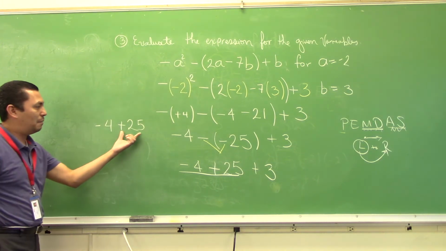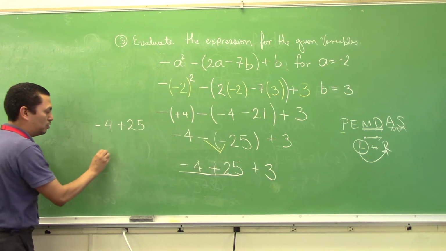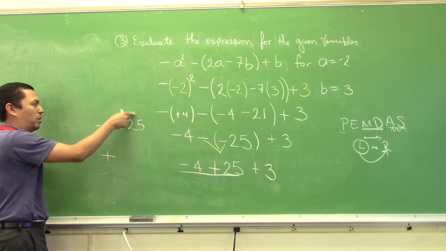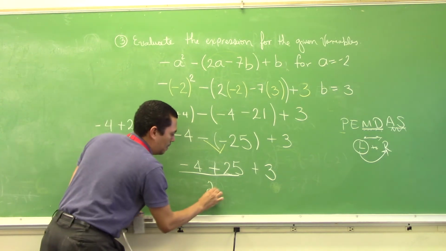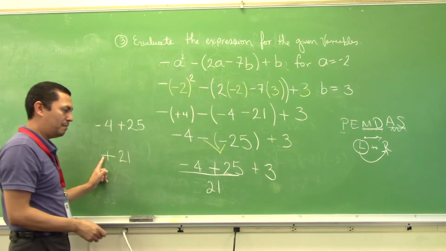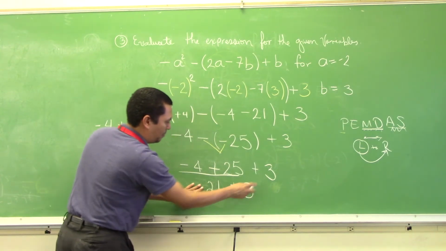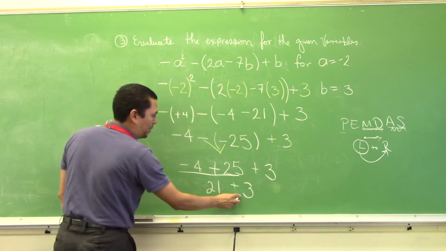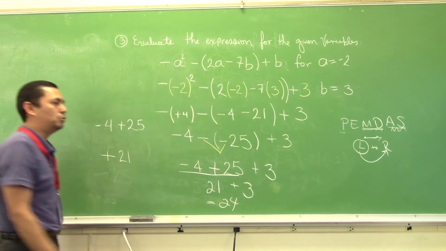Okay. Which one has a bigger absolute value? 25. It's positive. So my solution is going to be positive, and then I subtract. 25 minus 4 is 21. So 21 is positive. I don't need to write that one there. And then I have plus 3. So you drop 3, and 21 plus 3 is equal to 24. So that's equal to 24.